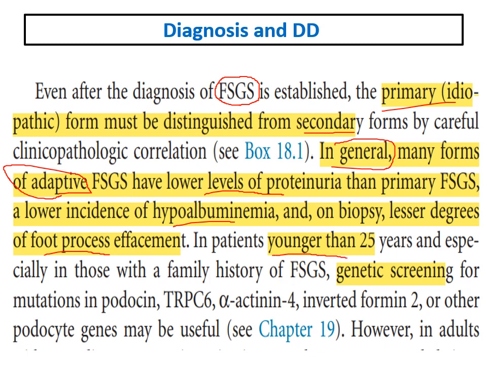In patients presenting with FSGS at an age of less than 25 years, genetic screening is important, especially if there is a family history of FSGS. We should screen for mutations in podocin, TRPC6, alpha-actinin, and inverted formin.